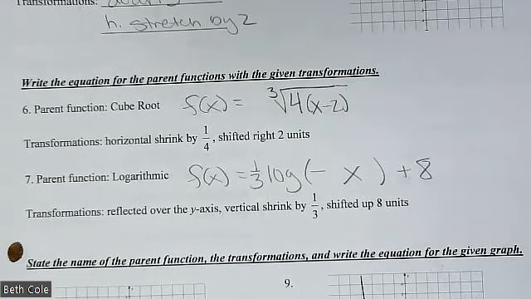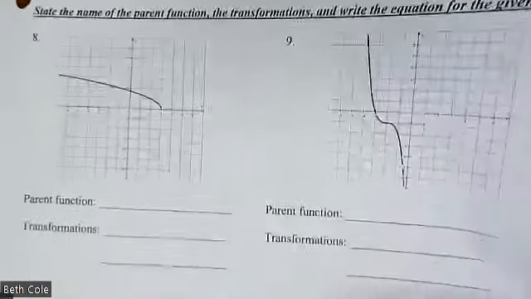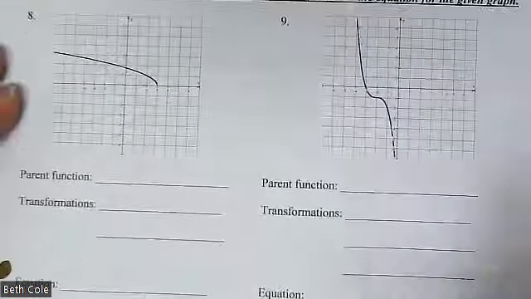And then for these last ones, I gave the graph. You're listing out all the stuff, so you have it visually already. You're just going to list all the things. All right, so what do you think about number 8?